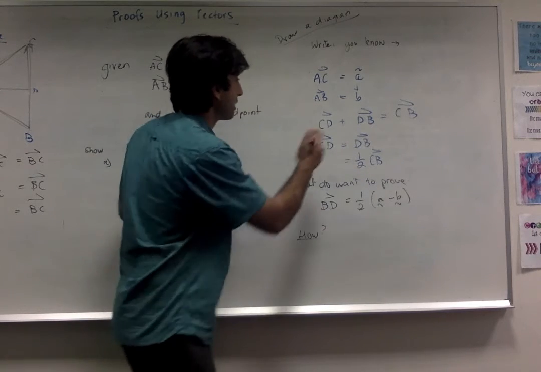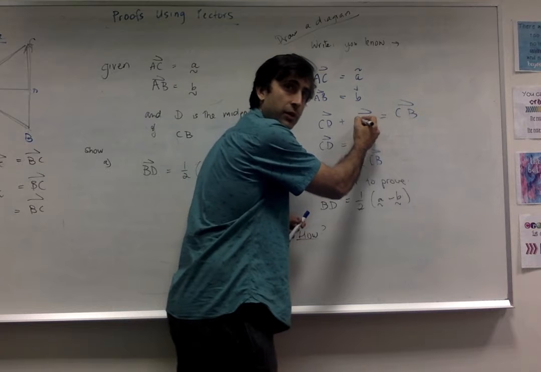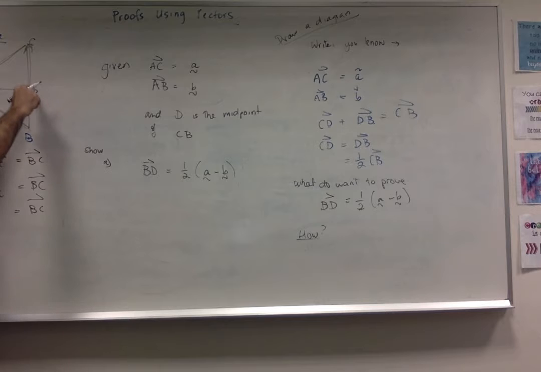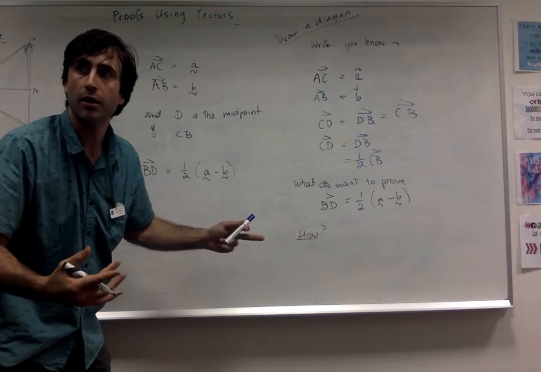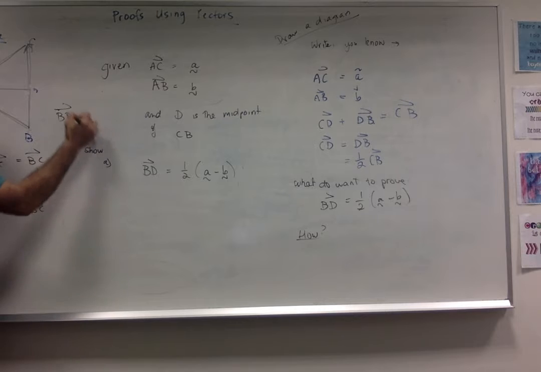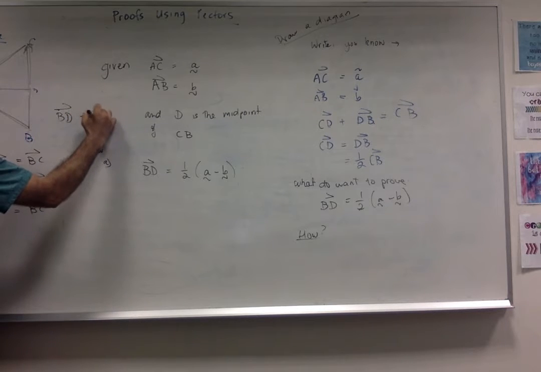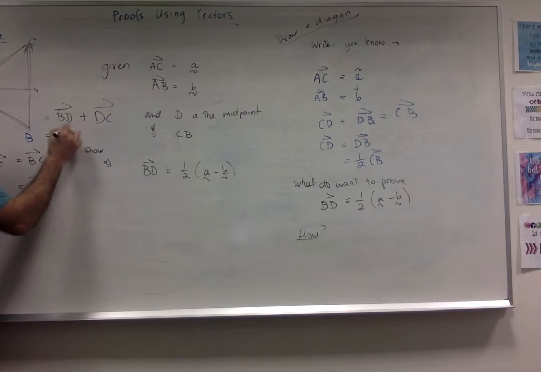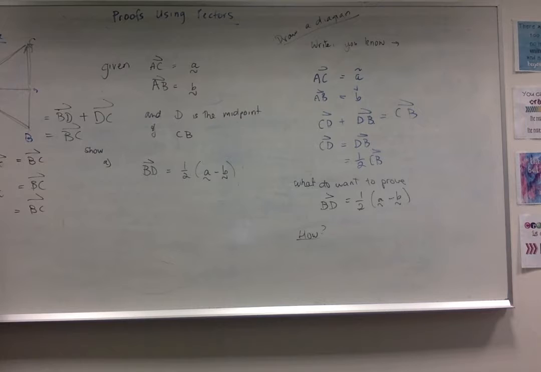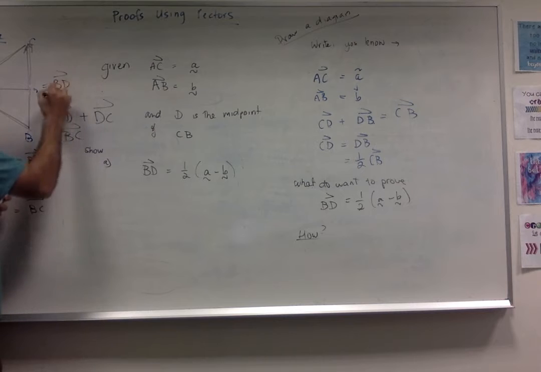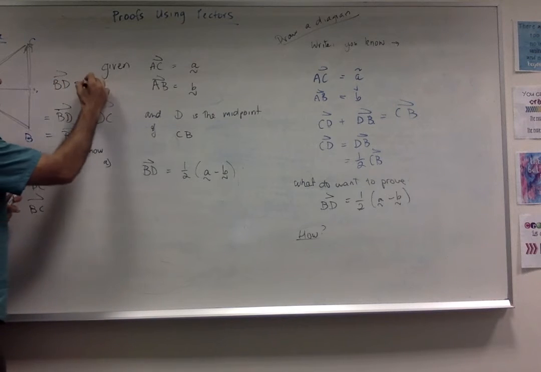And so if A minus B equals vector BC, I know from here that vector CD plus vector DB equals vector CB. And alternatively, I can flip that and I can say vector BD plus vector DC equals vector BC. Cool? And I know that vector BD, because it's the midpoint, is also equal to vector DC.